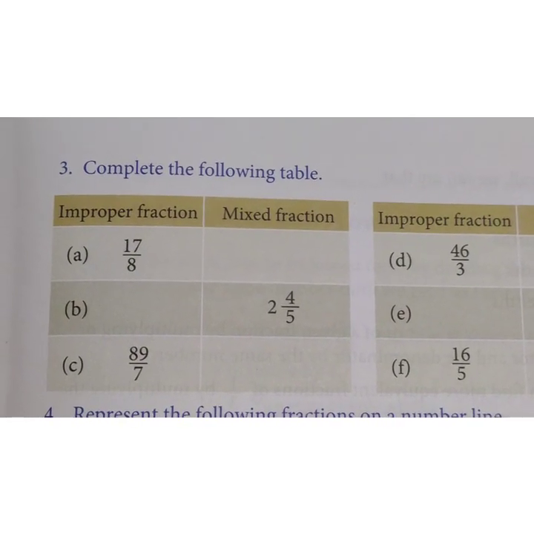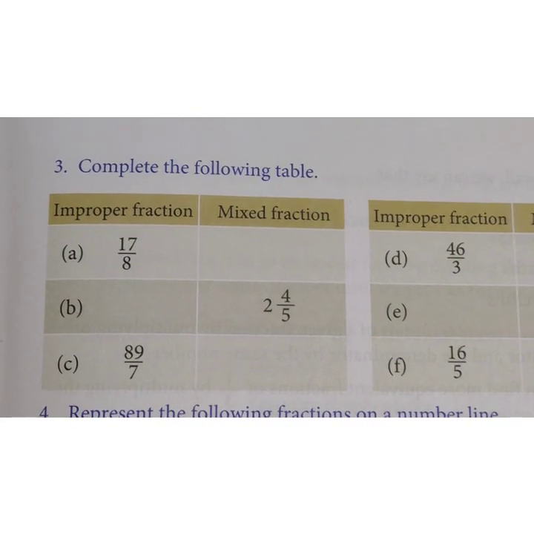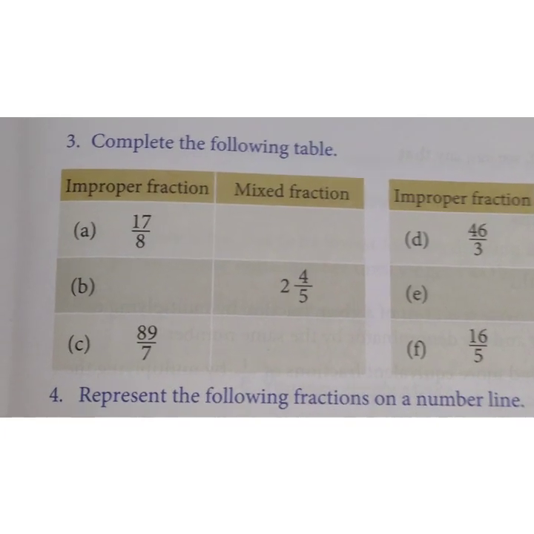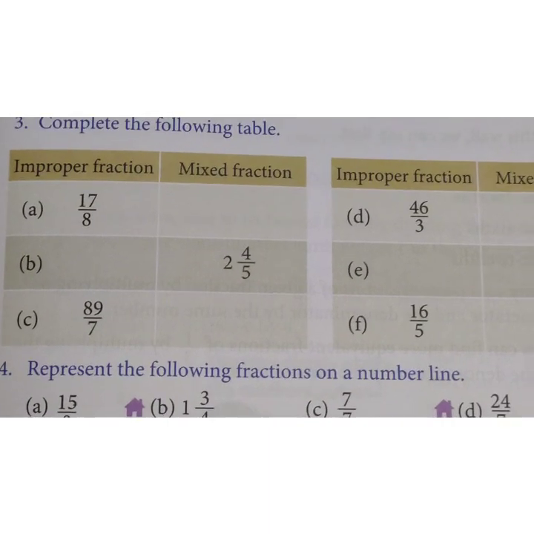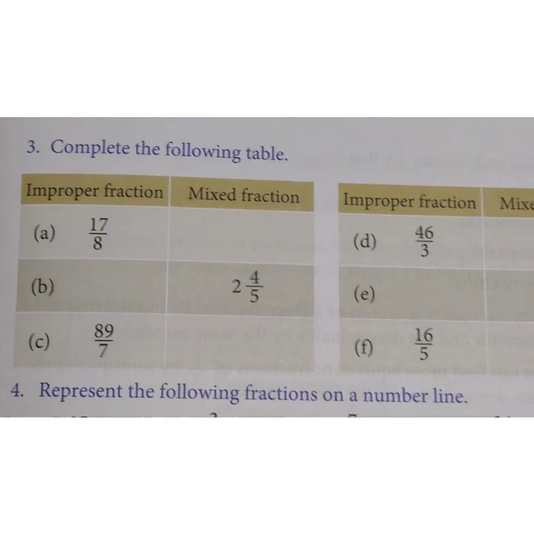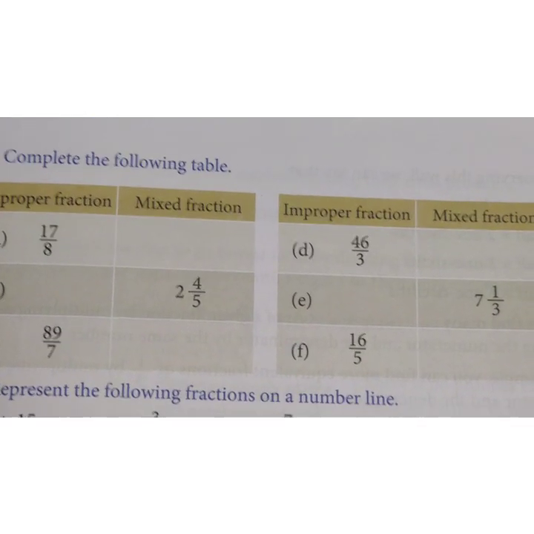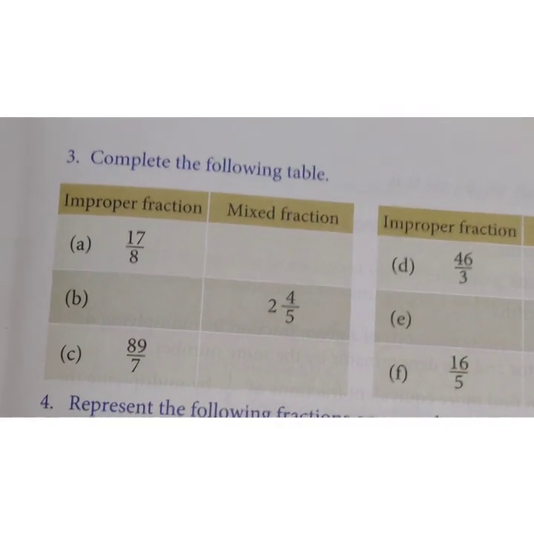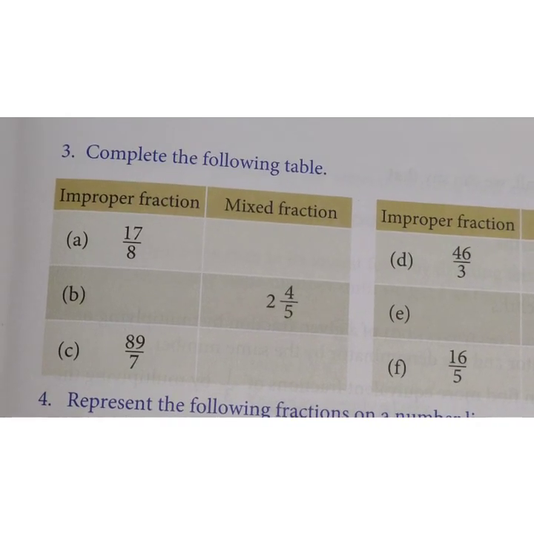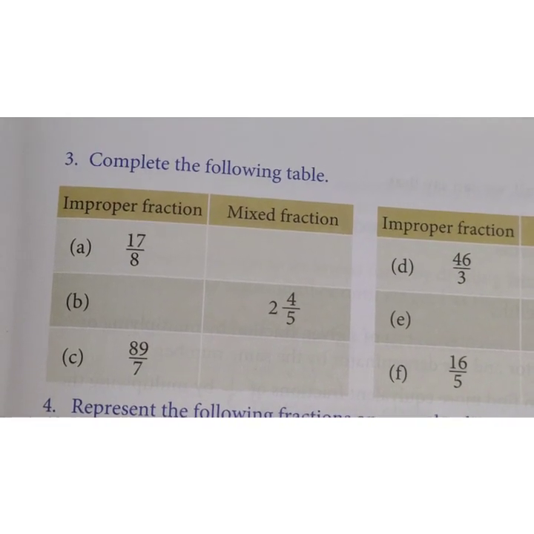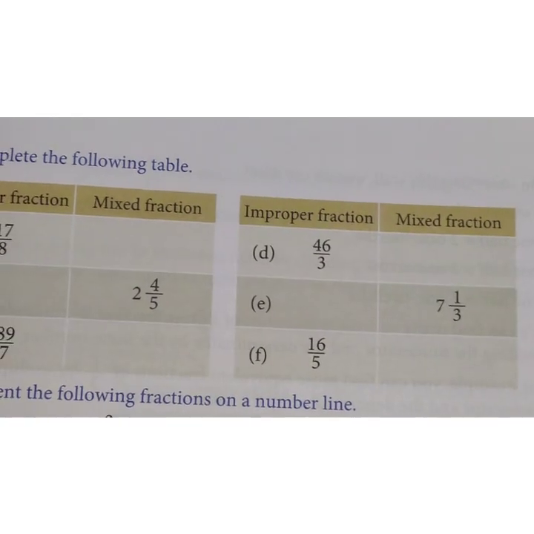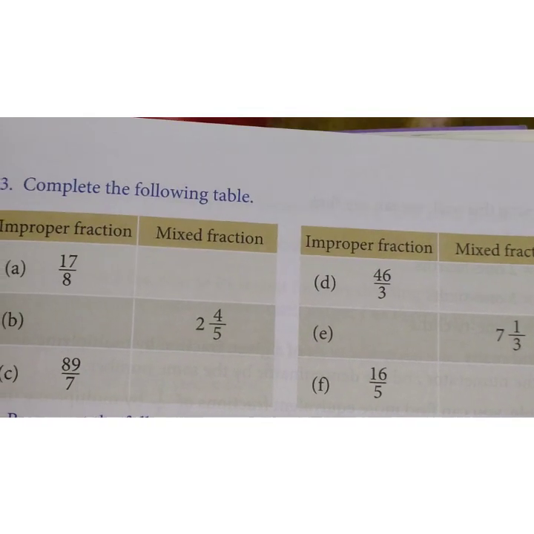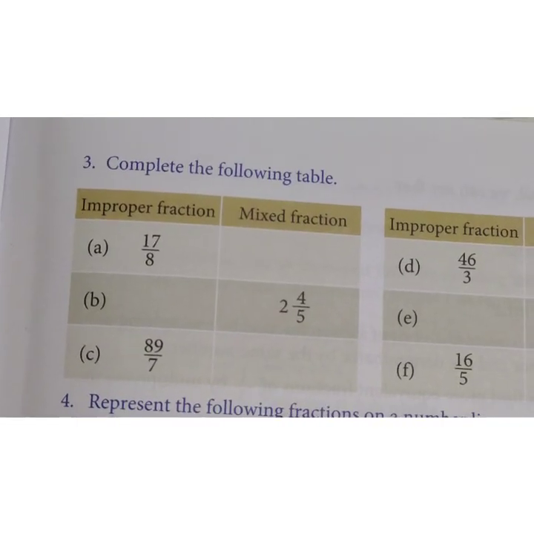You can see on one side of the table there is written improper fraction, and on the other side mixed fraction. I have already told you how you can convert improper to mixed and mixed to improper. Just do the same in this exercise. I will tell you these A, B, C questions as your classwork, and D, E, F questions you have to do as your homework by your own, without taking the help of your parents.